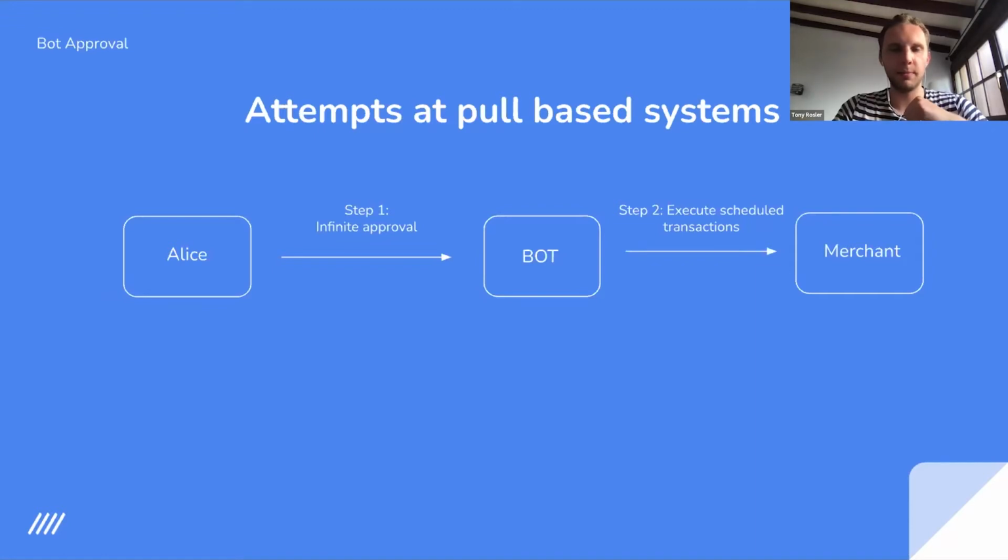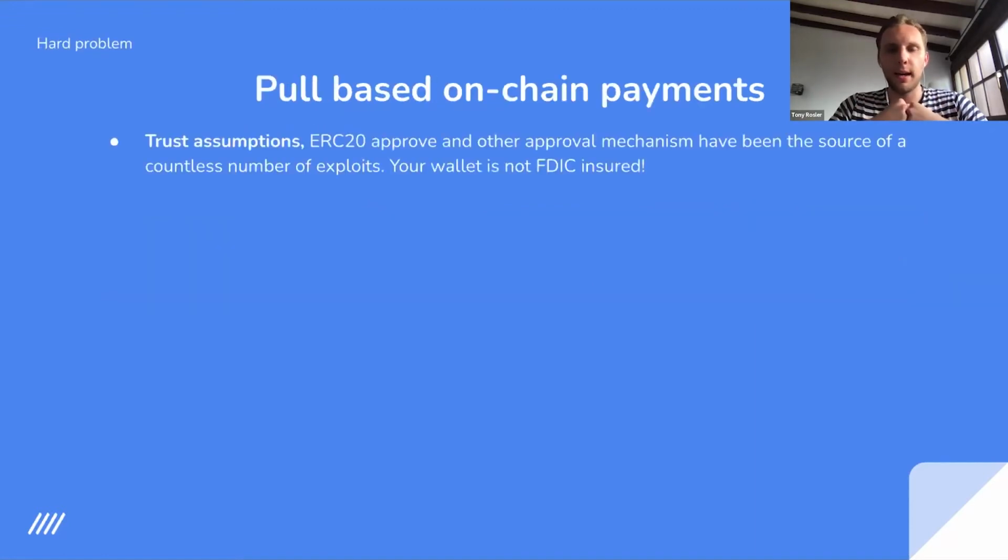Now, the problems with these payment systems are firstly that they have trust assumptions. So when you are infinitely approving a smart contract, you are giving that smart contract the opportunity and the right to essentially empty your entire account for that token. Now, we have seen time and time again, smart contracts have these bugs when it comes to infinite approval, and there have been plenty of exploits around this area. And the important thing from a user's point of view is my wallet is not FDIC insured. So if the smart contract or the bot executing a transaction acts maliciously, there's no way for me to get my funds back. Now, this is a real problem.